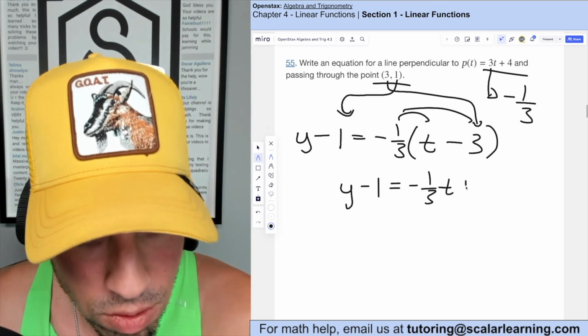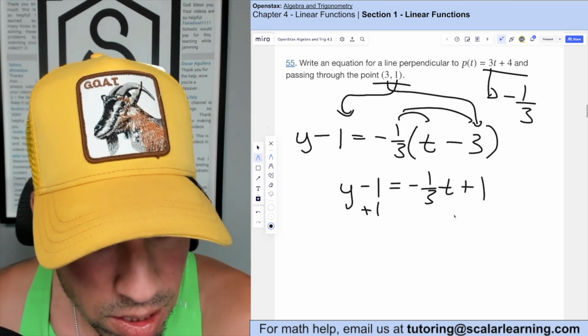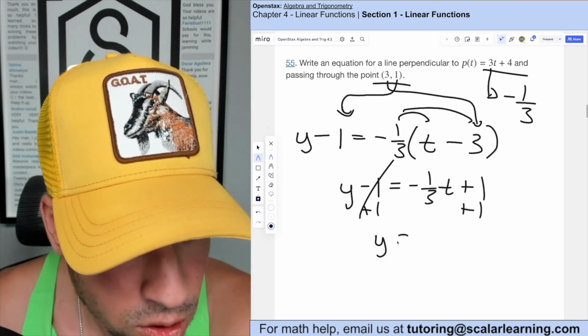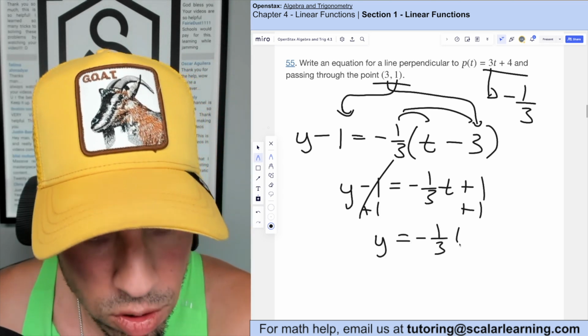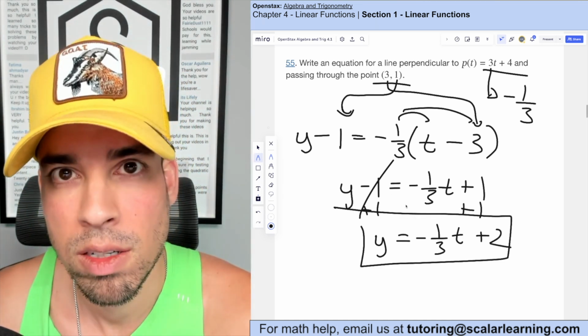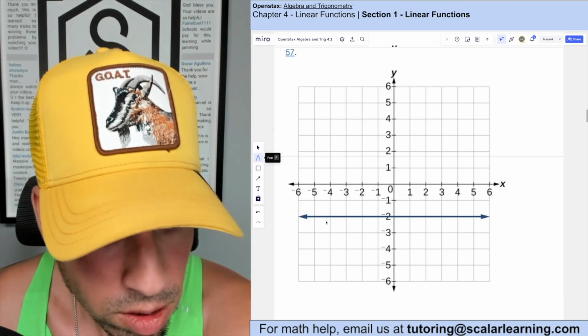Negative 1/3 times negative 3 is positive 1. Last but not least, we're going to add 1, and we get y equals negative 1/3 t plus 2 for the win. Done. So for this line, we're meant to identify the slope, right?